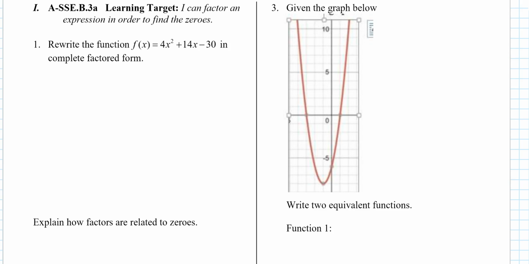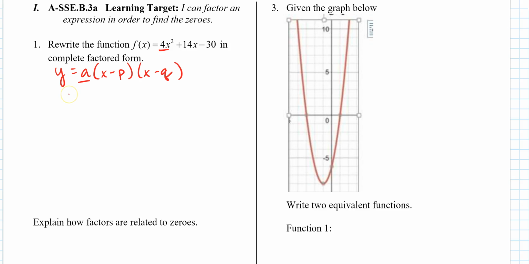So if we look at number 1, it says rewrite the function in complete factored form. Factored form should look like y is equal to a times (x minus p) times (x minus q). And we know that p and q are the zeros of our function. And then the a value we can see from the original function is already 4. They always match. A is always A.